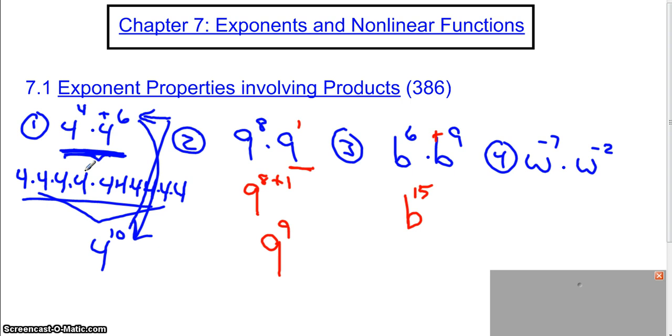Okay, here's an interesting one. W to the negative 7 times W to the negative 2.